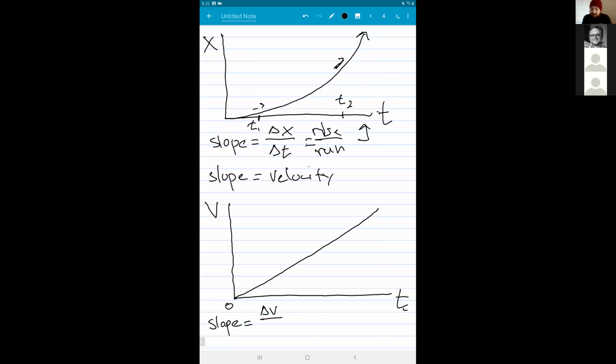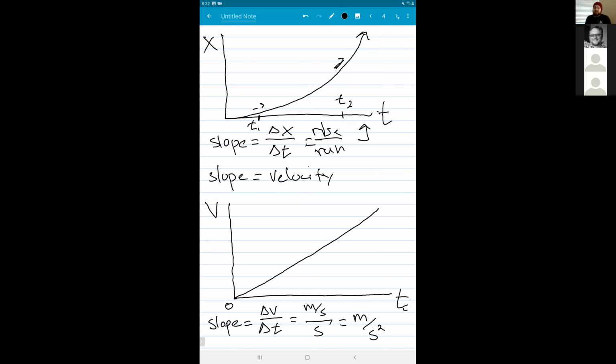And run here is going to be my change in my horizontal component, which is going to be time. So I have change in time. And let's see, what does that mean? I have change in velocity over change in time. So that's like meters per second per second. Oh, that looks familiar. That right there is acceleration.